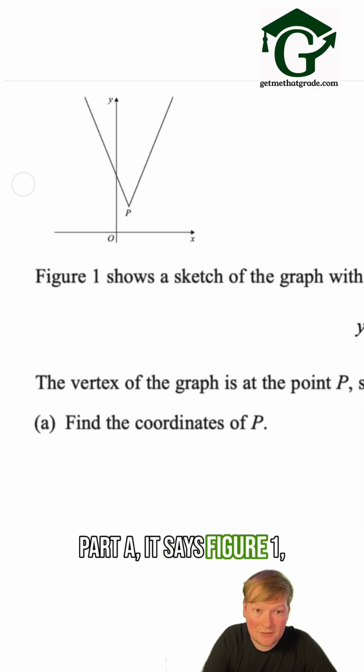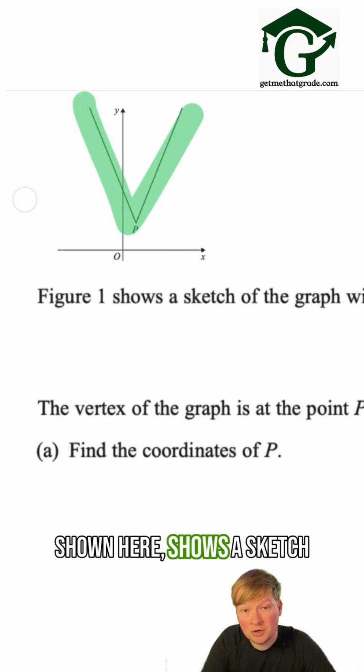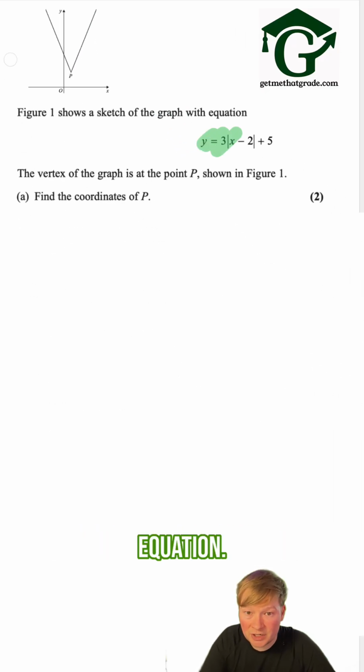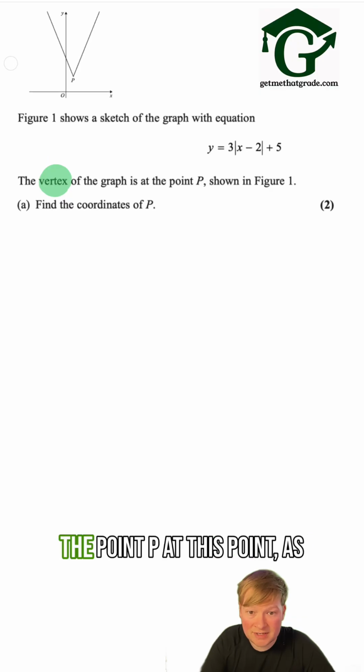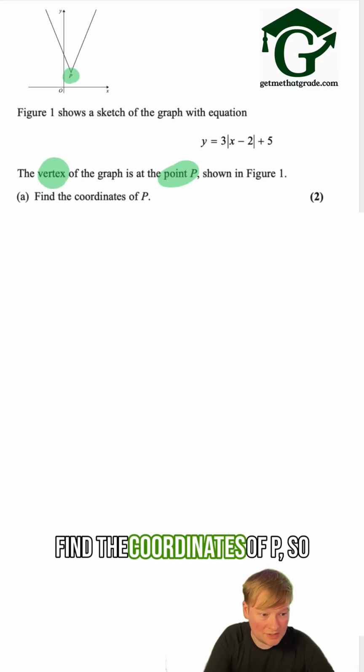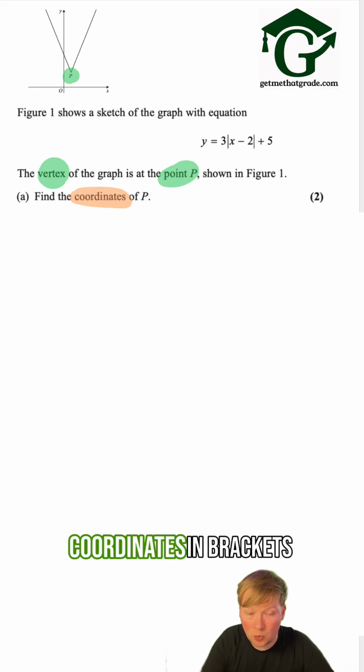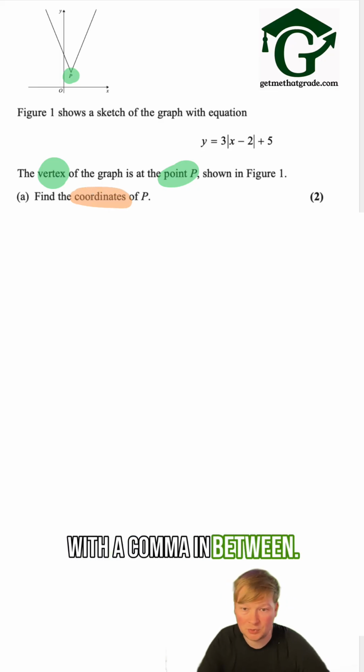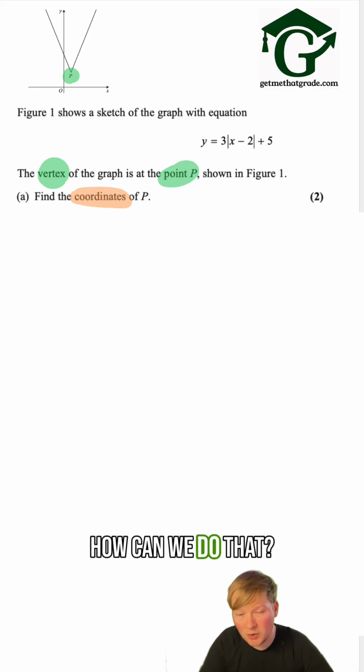Part A, it says Figure 1, which is what we've got shown here, shows a sketch of the graph with this equation. The vertex of the graph is at the point P, that's this point, as shown in the figure. Find the coordinates of P, so both x and y written as coordinates in brackets with a comma in between, for 2 marks. How can we do that?